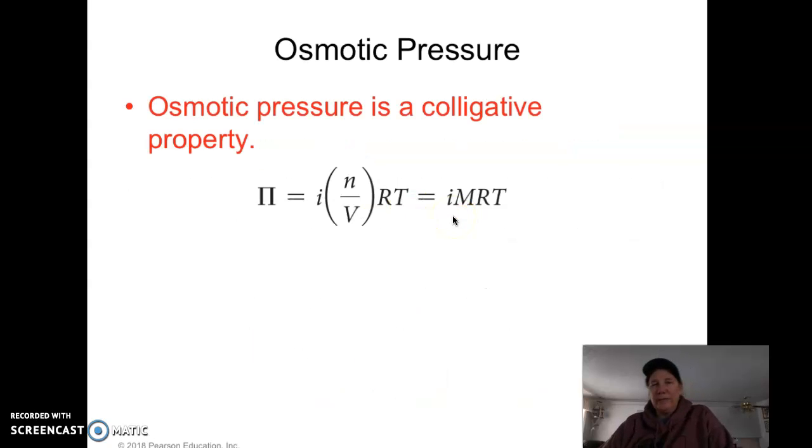Okay, here's the formula. Pretty crazy. This is osmotic pressure. To me, it looks like pi. Sorry, but that's its formula. It's i, the Van 't Hoff factor, times the number of moles over volume, times R, times T. R is a gas constant, T is temperature. Or you can reduce it down to the Van 't Hoff factor times molarity times R, and I'll give you R in a minute, times temperature.